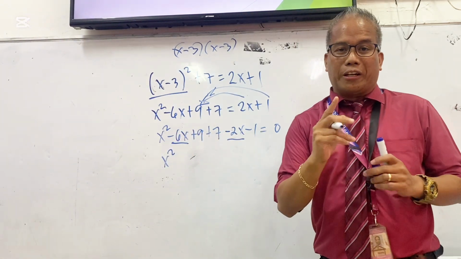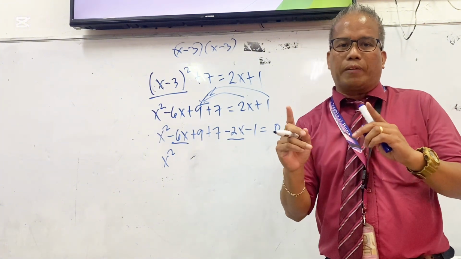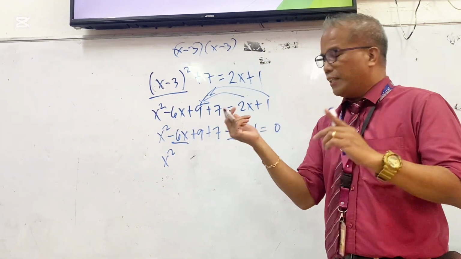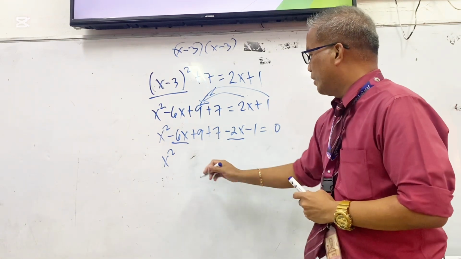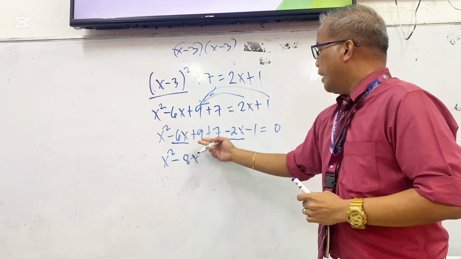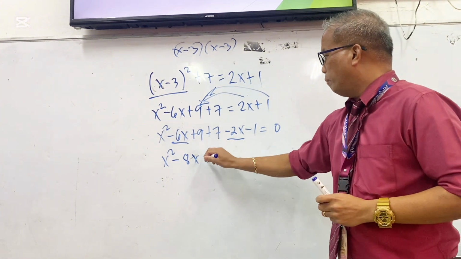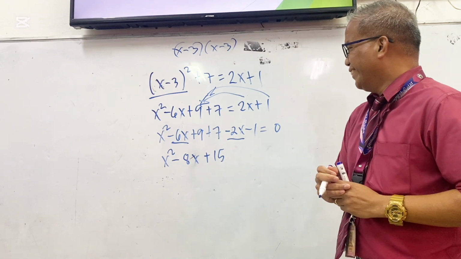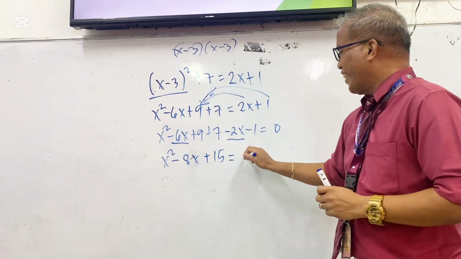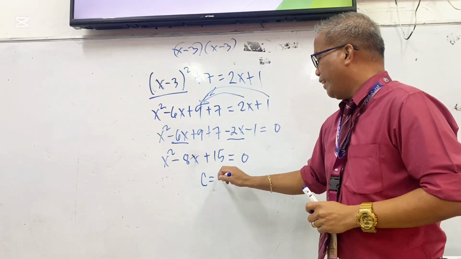In the calculator, you can do negative 6, negative 2, the answer is negative 8. Just press negative 6, negative 2, equals, then the calculator will give you the answer. So negative 8x, then 9 plus 7 minus 1 is equal to positive 15. Is it correct, positive 15? Yes, okay, equals 0. Therefore, the constant term, the value of c, equals 15.